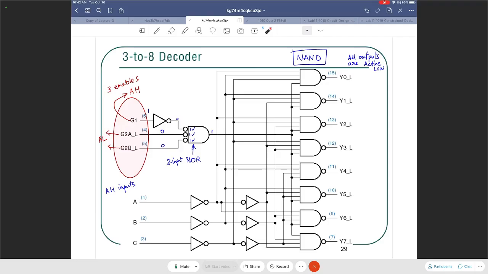Now, let us do some kind of simple exercise here. The first question is, which one is the least significant input and which one is the most significant input? So out of these three, A, B, and C, which particular input is going to be least significant? Muhammad says A is least significant, and he's absolutely right. And we'll check this. C is actually the most significant.